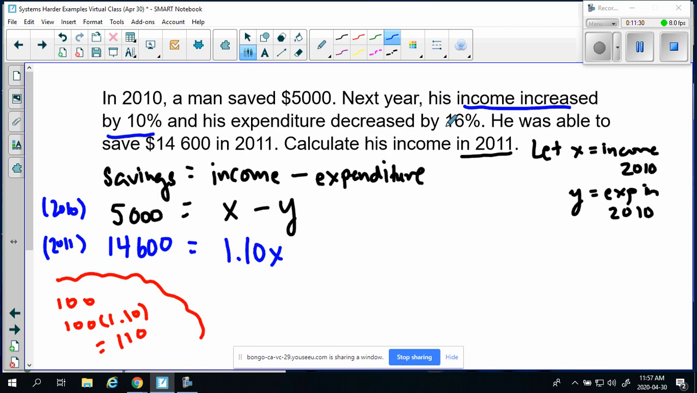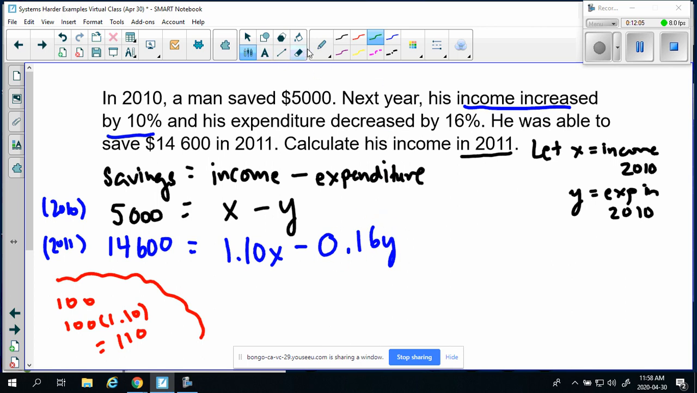His expenditure decreased by 16%. This is also quite difficult to come up with because what would I put for Y then? Would I put 0.16 Y? Well, that seems right because it's decreasing, right? But what this would mean is that you have only spent 16% of what you did last year. Now, that would be amazing. If you spend $100 on something last year and you got the same thing this year for $16, that would be incredible. But no, that's still not quite right.